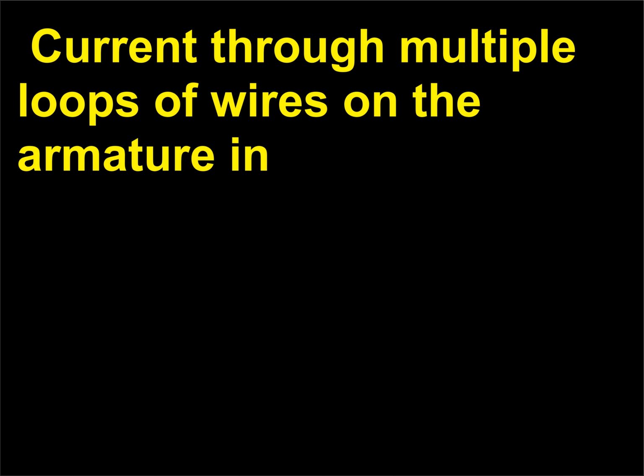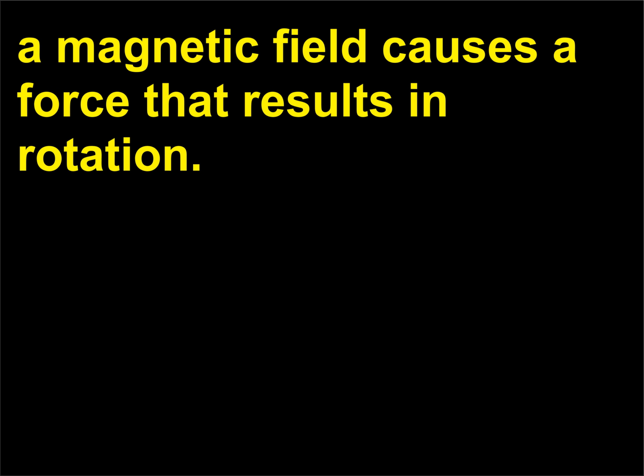What is a motor? A motor converts electrical to mechanical energy. Current through multiple loops of wires on the armature in a magnetic field causes a force that results in rotation.